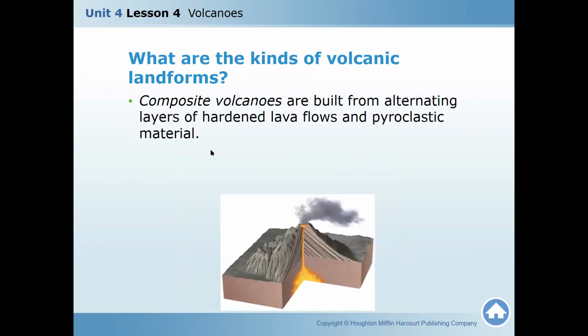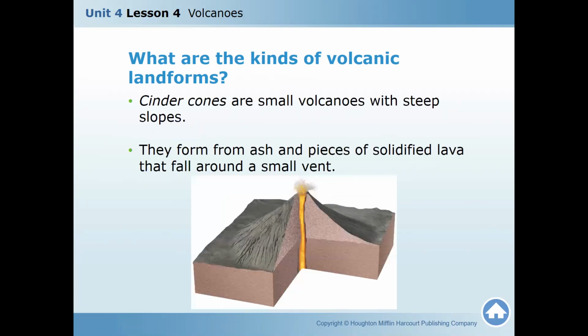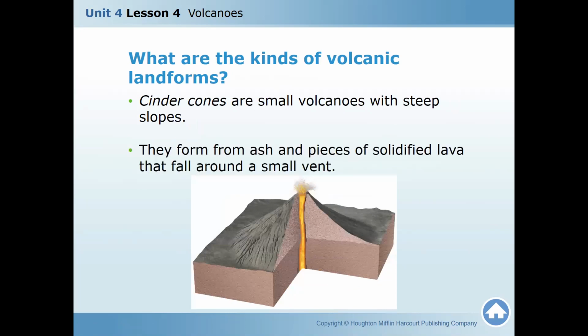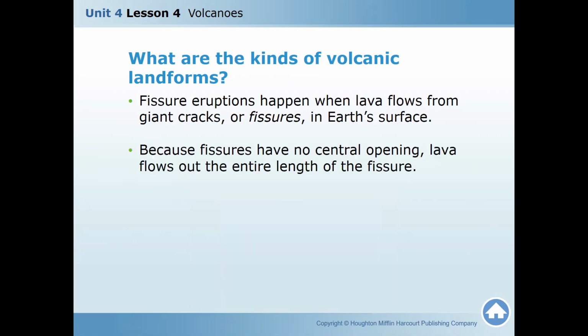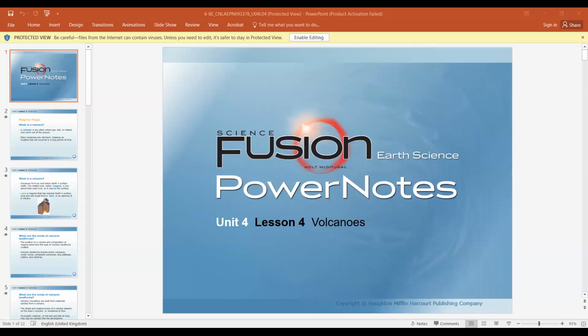Composite volcanoes are alternating layers of hardened lava flows and pyroclastic material. Girls, do you see? These layers form when you have composite volcanoes. They generally develop into large, steep mountains. Again, you have large mountains. So remember, with cinder cones, you had smaller mountains with less steep slopes. Then you have fissure eruptions. Fissure eruptions, I will continue tomorrow in my class.